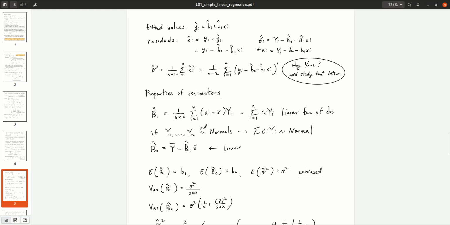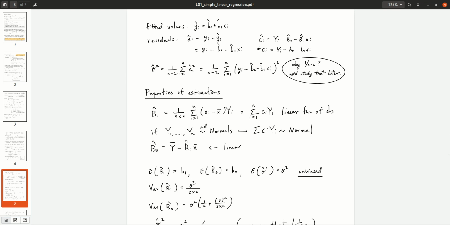You might be asking, why do we do 1 over n minus 2 instead of 1 over n? This is one of the questions that we're going to look at more closely later on in the semester. I'm not giving you the answer here, but we will study that problem in the fourth module when we talk about variance estimation.